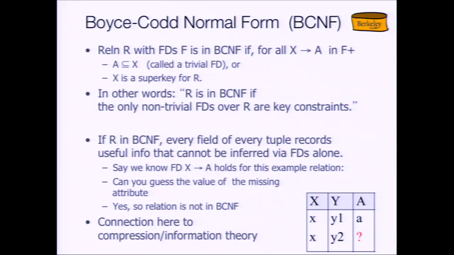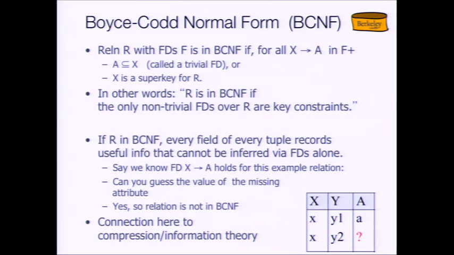Another way to say this is R is in BCNF if the only non-trivial functional dependencies are key constraints. Wouldn't it be a nice world if the only FDs we had were key constraints, because then there'd be no redundancy. Everything on the right-hand side of a functional dependency could only appear once, because the thing on the left-hand side can only appear once because it's a key, right? If you're a key column, you can't have duplicates. So look at the ratings table. 2 can only appear once, so this mapping of 2 to 15 only appears once. That's the world we want to live in.